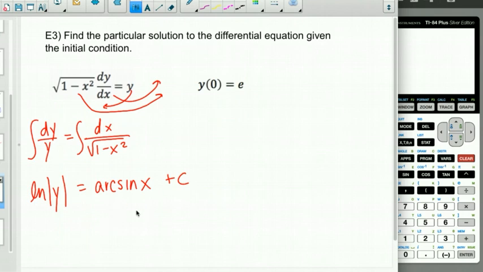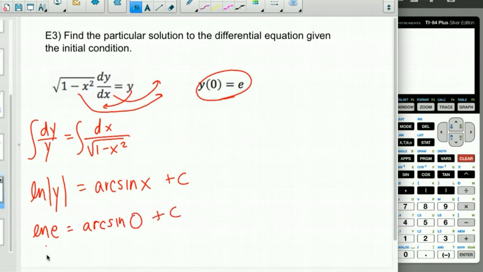Now, you can solve for y now if you want, or you can go ahead and find c first. It really doesn't matter which one you pick. Depending on which one you choose, you're going to get a slightly different answer, but it really doesn't matter. So if you choose to solve for c now, if you choose to use this point right now, I'm going to get the natural log of e equals the arc sine of 0 plus c.